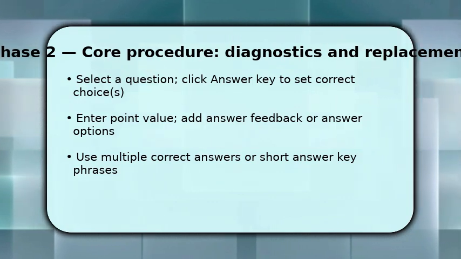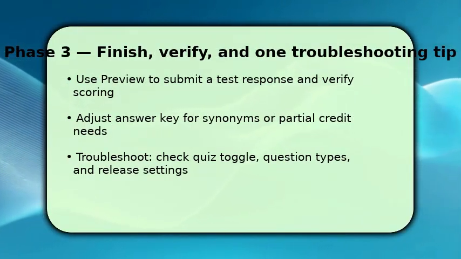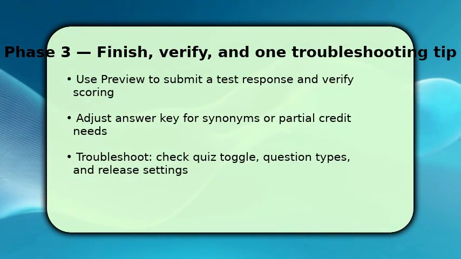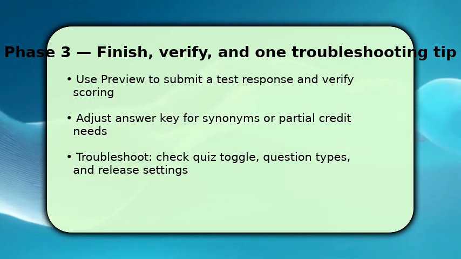You finish by previewing the form and submitting a test response to confirm scoring and feedback behave as expected. If scores are off, reopen Answer Key and adjust accepted short answer phrases or enable partial credit for checkbox questions. This fixes common mismatches. Make sure the quiz toggle remains on and confirm release settings match your grading plan.